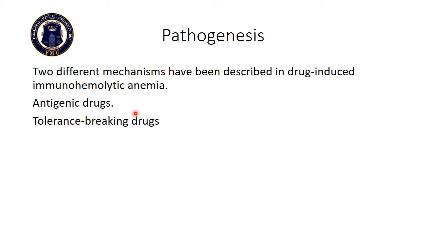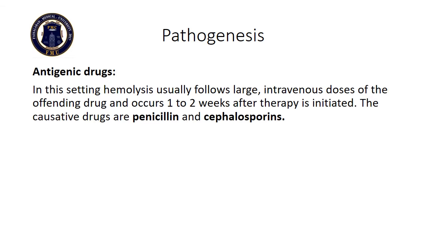One is antigenic drugs and the other is tolerance breaking drugs. Antigenic drugs, when they enter the body, act as an antigen and trigger the immune system of the body. These hemolytic anemias occur after large intravenous doses of the offending drug and occur 1 to 2 weeks after therapy. The causative drugs are penicillin and cephalosporins.